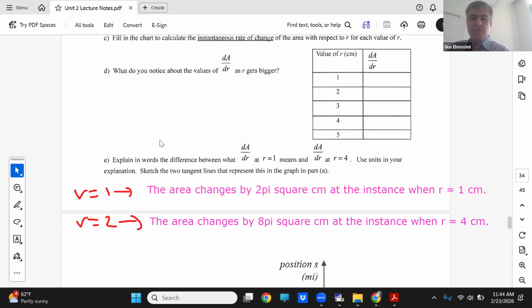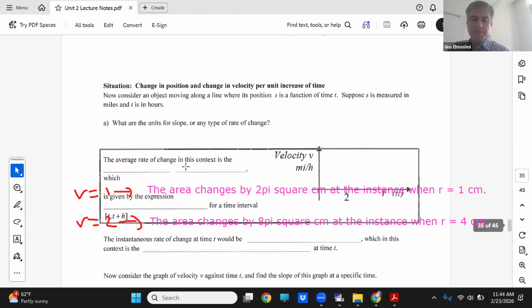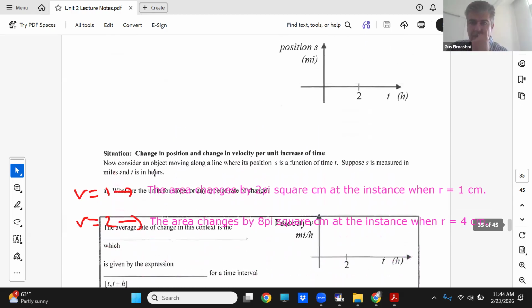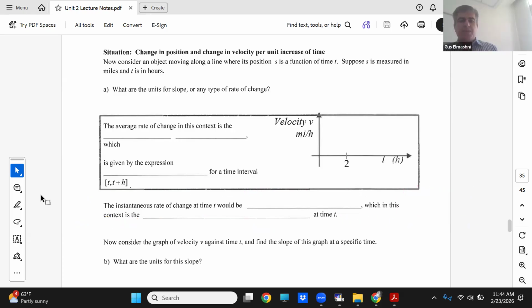So now let's talk about position and velocity. And geez, this formatting's really messed up here. I think we'll be okay still. All right. So now consider an object moving along a line where its position s is a function of time t. Suppose s is measured in miles and t is in hours. What are the units for slope for any type of rate of change? Well, miles per hour, right?